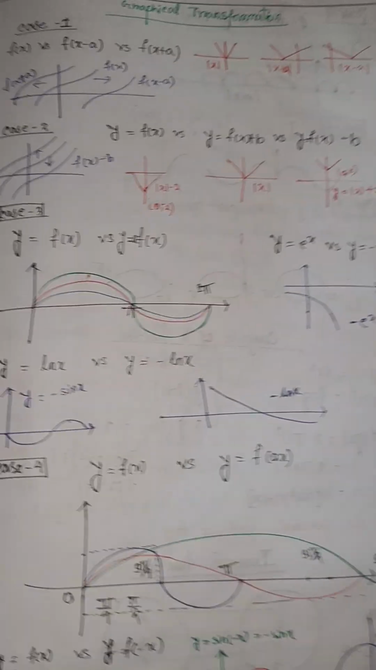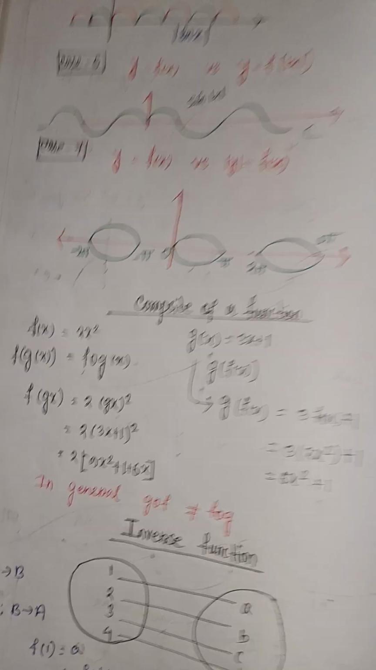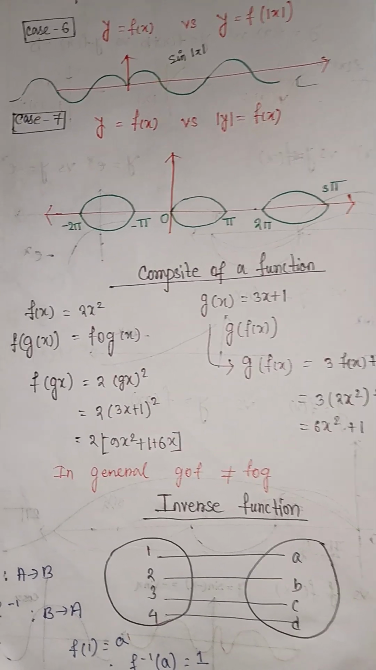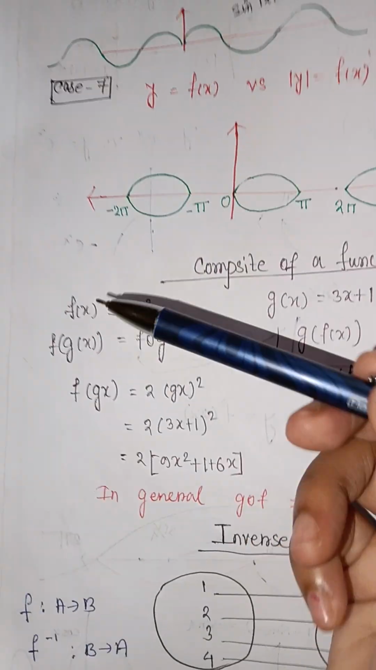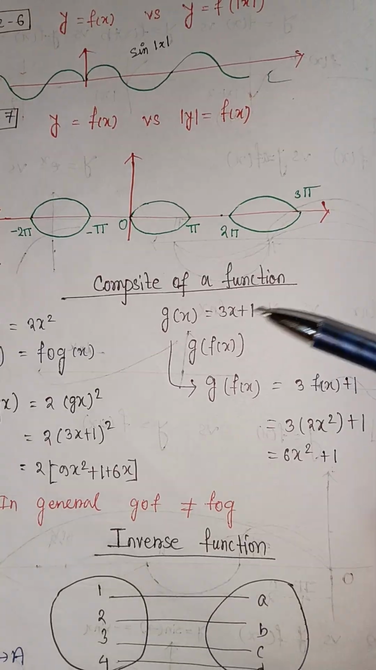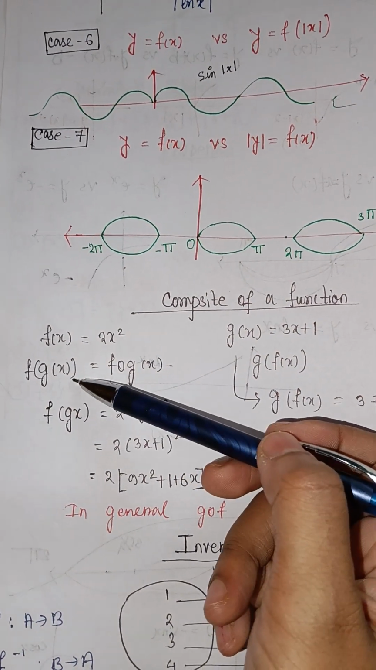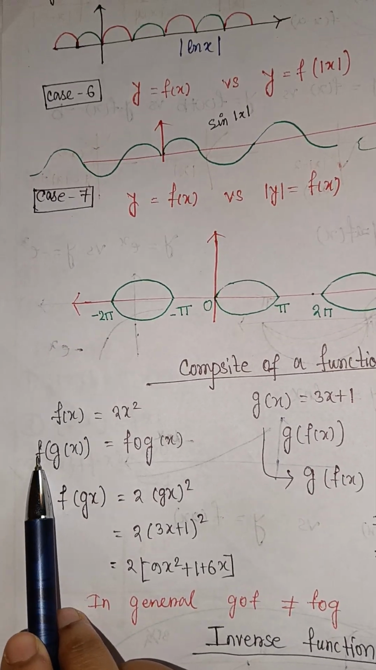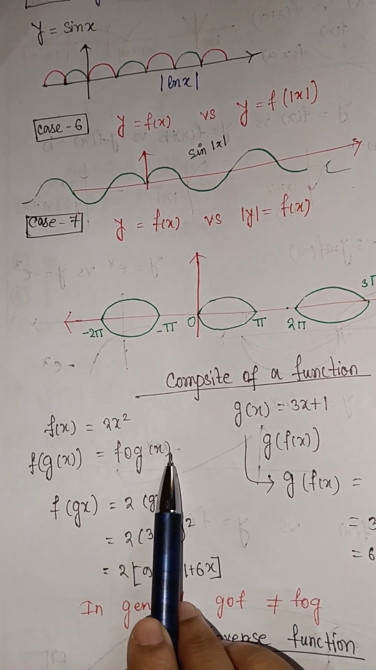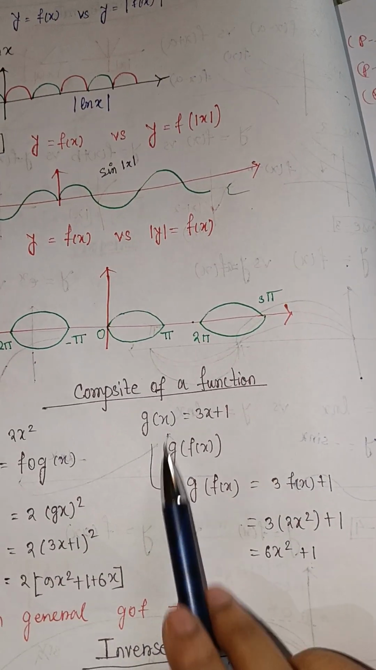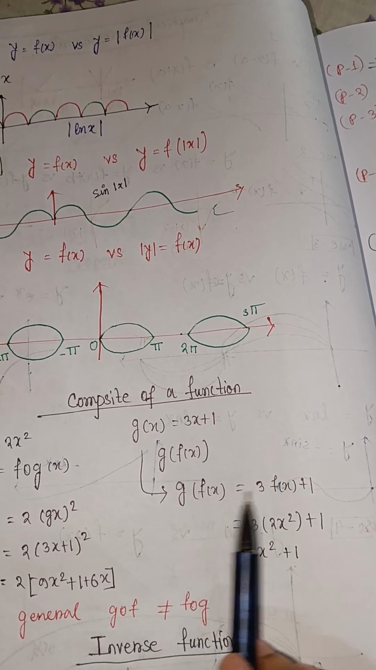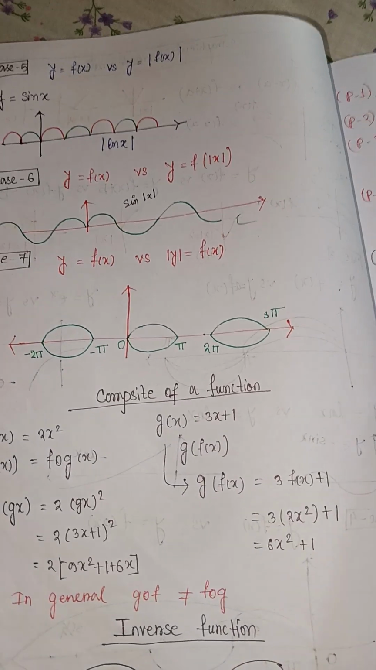Next, there are so many graphical transformations, and I will talk about each of them, but firstly I have to complete function part 2. So I first told about the composite of a function. Suppose f of x is equal to 2x square and g of x is equal to 3x plus 1. Then what is f of g of x? I write it like f o g of x. Similarly, g of f of x is the value where f of x is put in g.